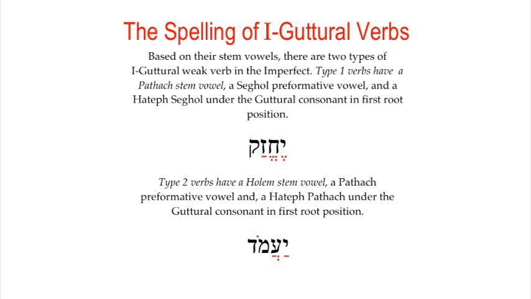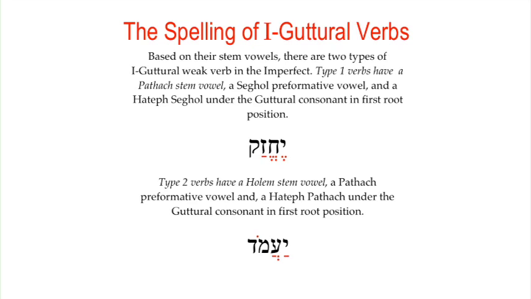Type 1 verbs have a pathach stem vowel, a segol preformative vowel, and a hatef segol under the guttural consonant in the first root position. So it's E vowel, E vowel, A vowel. Look at the example, yechazek. In this example, you will see a segol under the yod, the preformative consonant. You'll see a hatef segol under the chet, the first root letter, and then you'll see a pathach stem vowel.